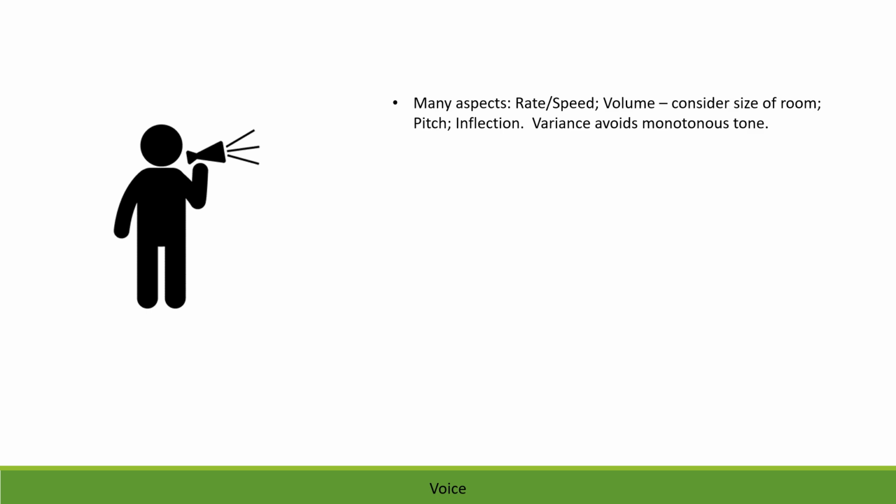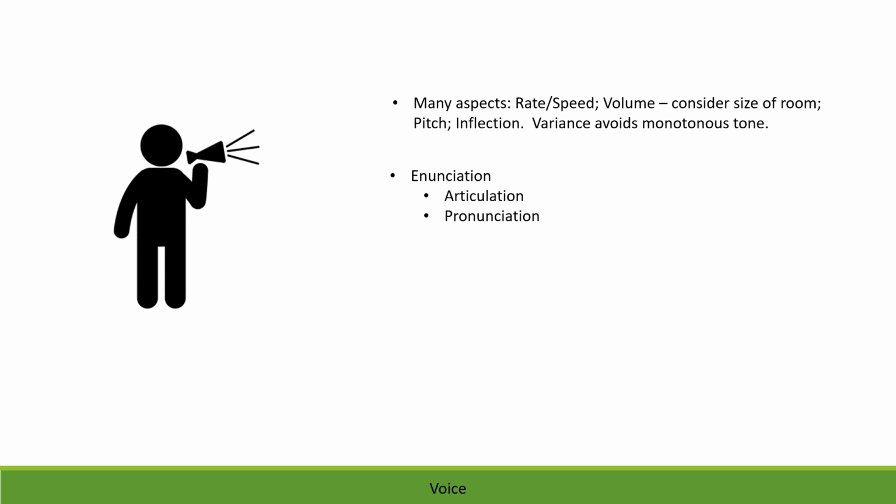Voice: projection, rate, speed, volume, pitch, inflection. Variation in all of these aspects helps us to avoid the monotonous tone. The last thing that we want for an hour and a half or longer with our audience is to just be monotone, clicking through PowerPoints, and all of a sudden all our audience hears is wah, wah, wah, wah, wah. We know what that's like. We know that we usually don't like that. So let's make sure that we avoid it as well.